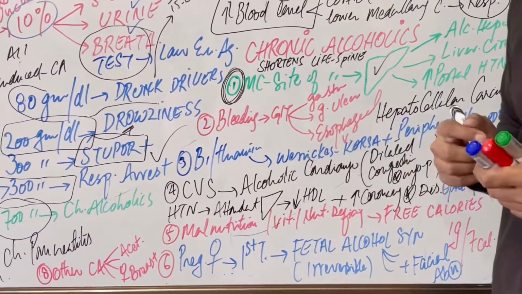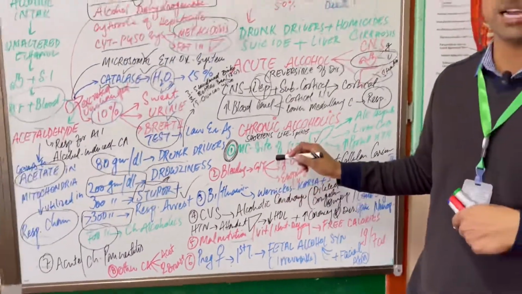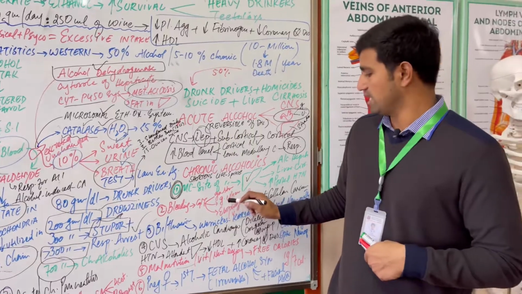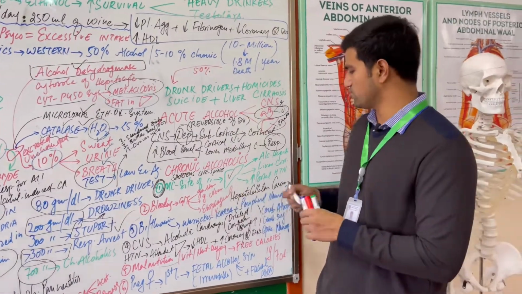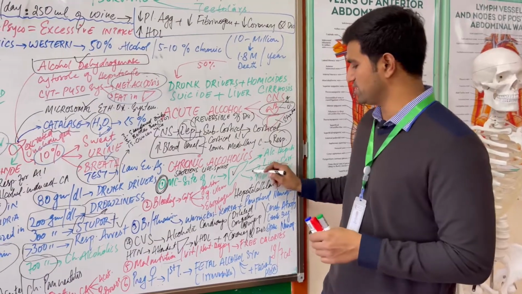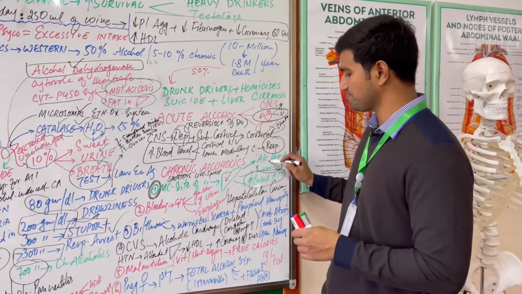Then the second one is bleeding from the GIT: bleeding from gastritis, bleeding from the gastric ulcer, and bleeding from the esophageal varices. Esophageal varices are also associated with increased portal hypertension and liver cirrhosis.